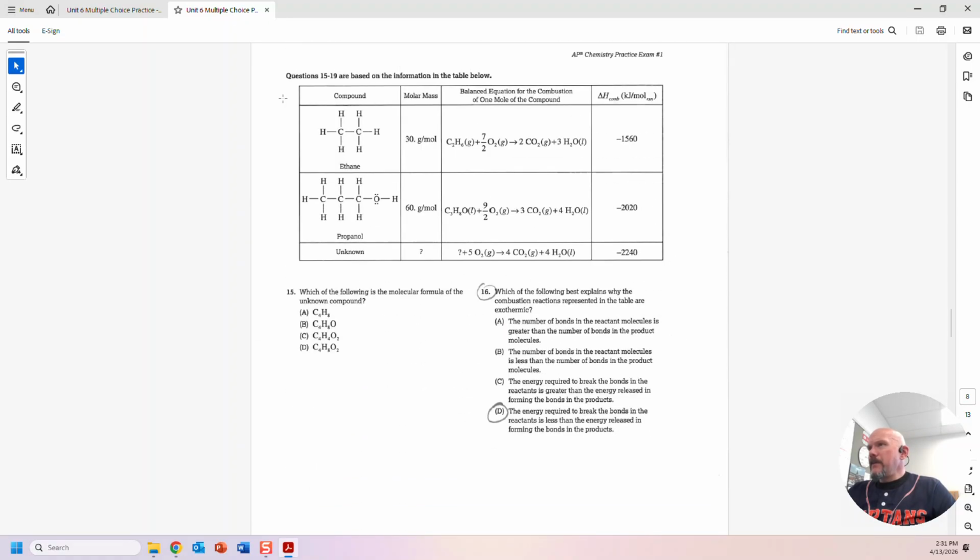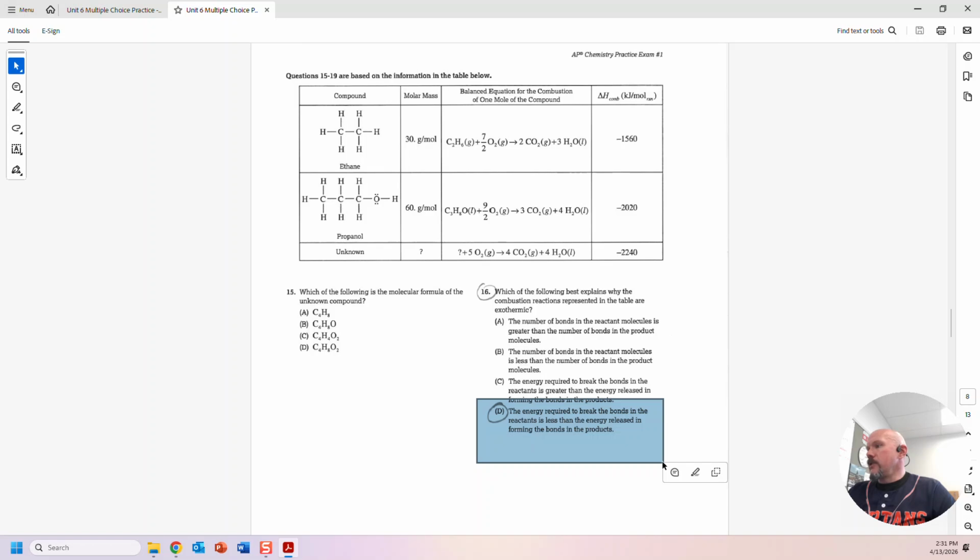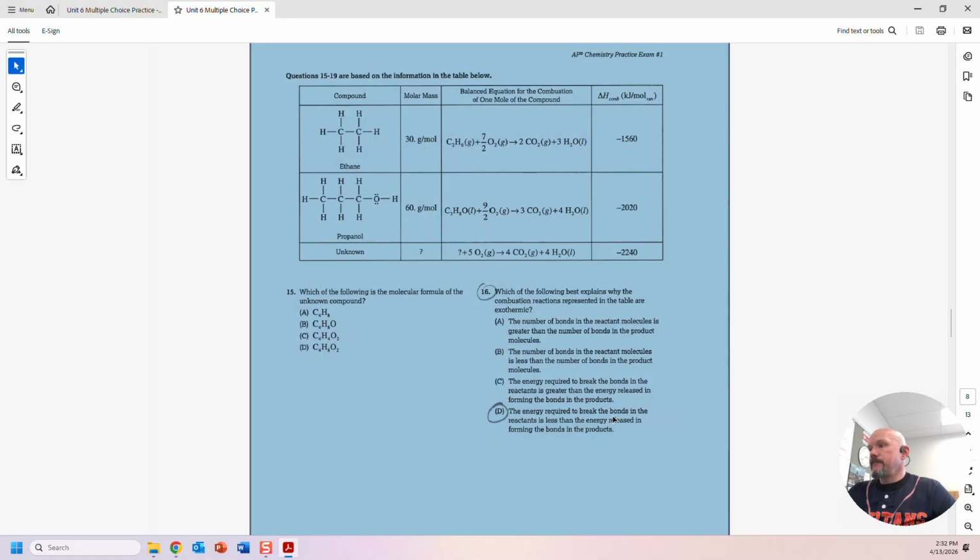Okay, here we've probably seen this one before, maybe on a concept check or something. But we have different combustion reactions here. Notice their delta H's are all negative, but it should make sense. Combustion is exothermic, right? So they're all exothermic, and 16 is just asking to explain why it's exothermic. So just knowing that means more energy was released when bonds formed than required to break the bonds. So choice D, the energy required to break the bonds in the reactants is less than the energy released when forming the bonds in the products.